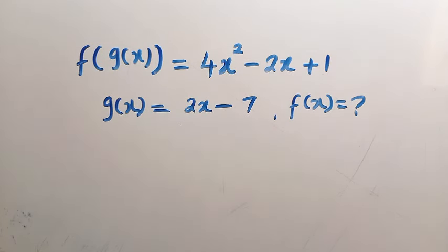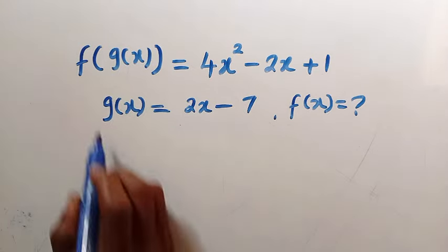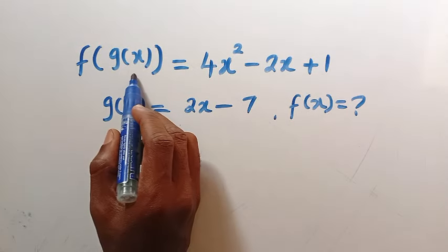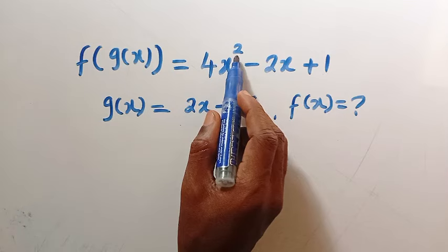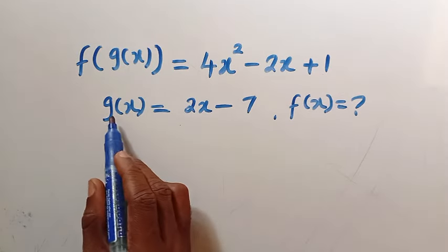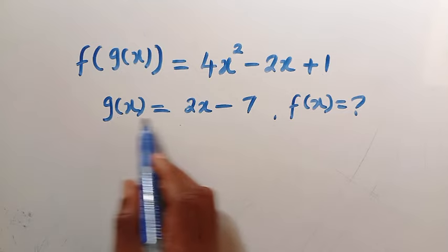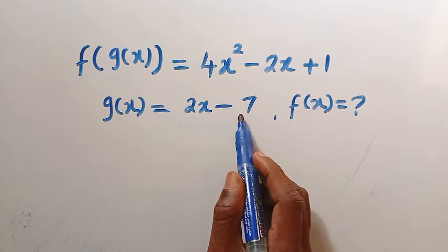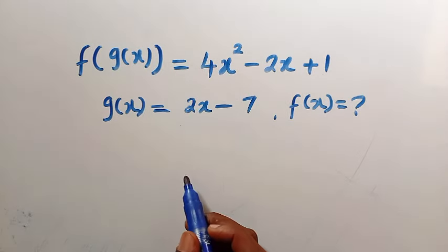Today we have an interesting functional equation in composite form, in which we are interested to find f of x. Given that f of g of x equals 4x squared minus 2x plus 1, and another function g of x equals 2x minus 7, then what is f of x?